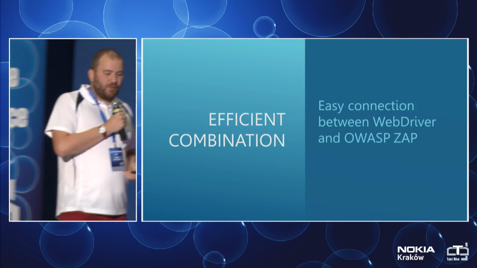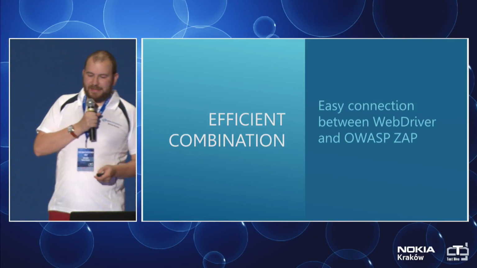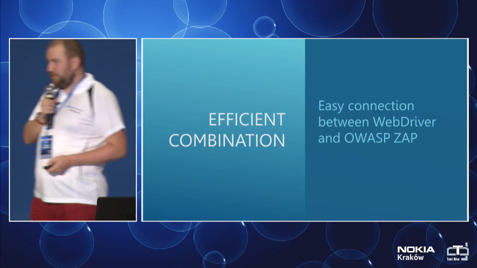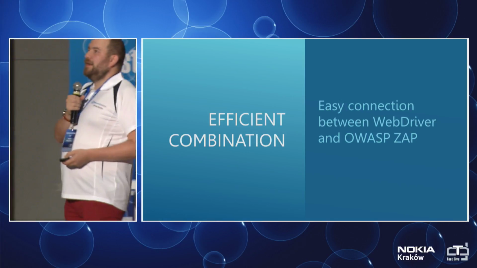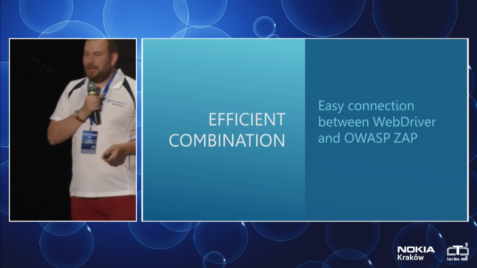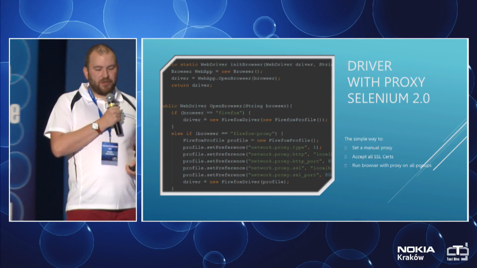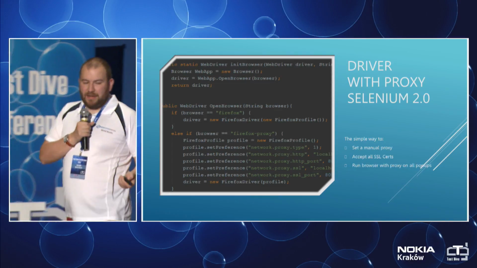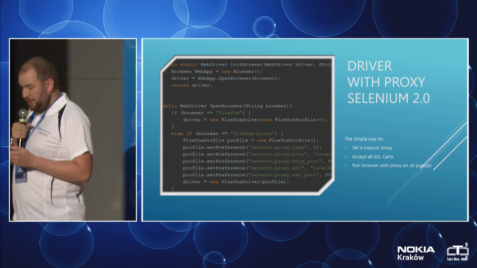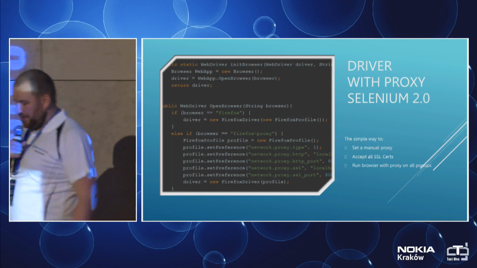And basically, what is the easiest combination? So the easiest combination is to run your regression or functional automated tests from Selenium and just configure ZAP as a proxy. So I will go again to show you a bit of the details.